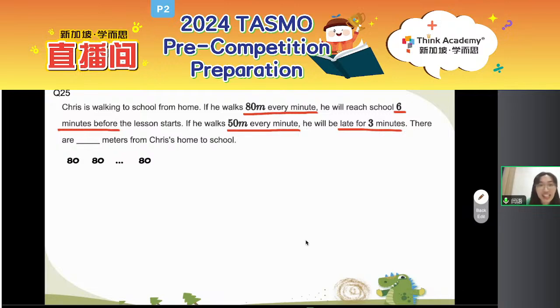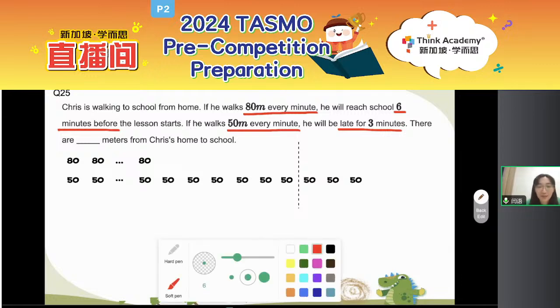And in the second case, in 1 minute, he can walk 50 meters. That is 50, 50, 50, 50, 50, 50, 50, right? So here, let's just compare. How come I draw so many extra 50 here? Because let's pay attention to the time here, okay? Why do I put the dotted line?